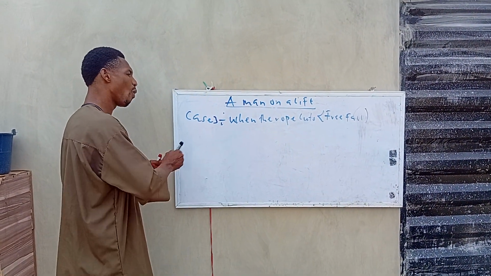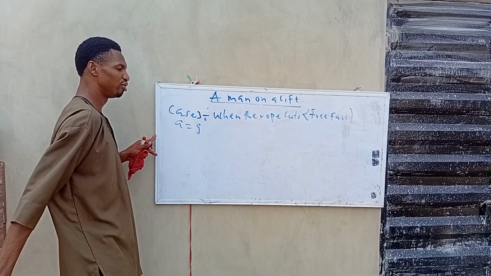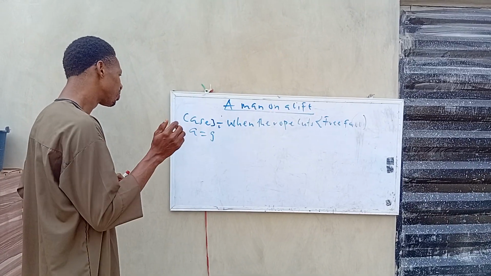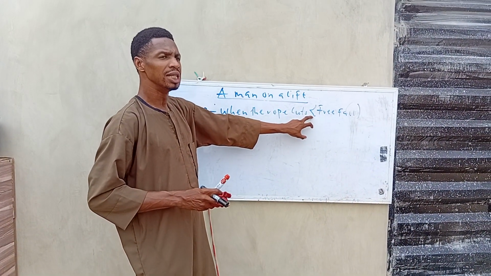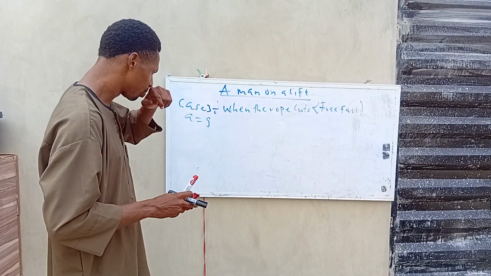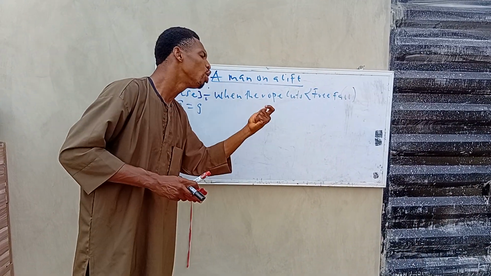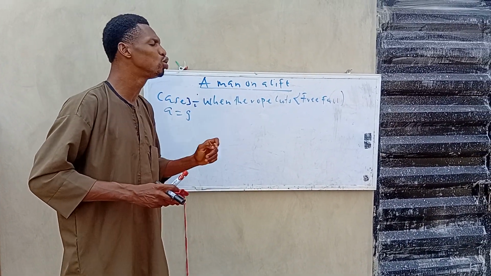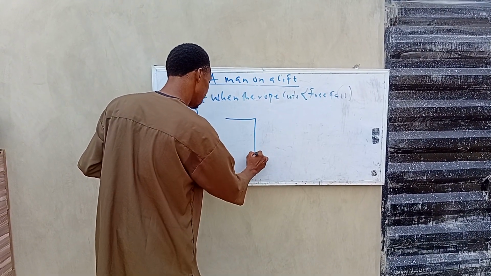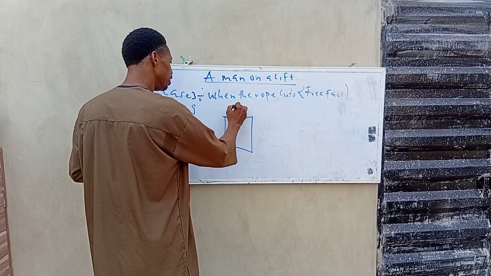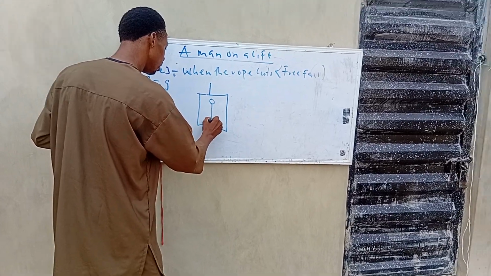Please take note, when this takes place, A becomes G. Please don't forget, A becomes G. If the rope of this elevator cuts, the elevator will move downward. So when the elevator is moving downward, we use the formula for case 2. Let me draw the elevator. This is how the elevator will look. This is the rope of the elevator, and this is the man on the elevator.